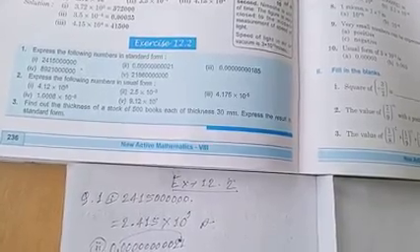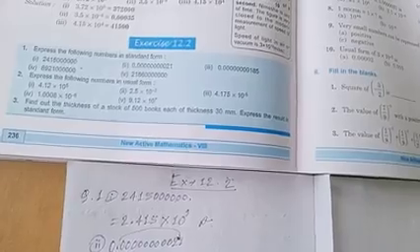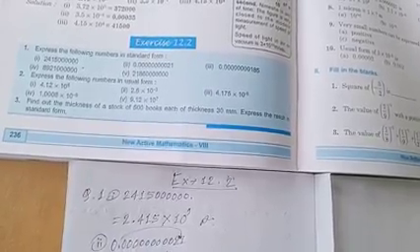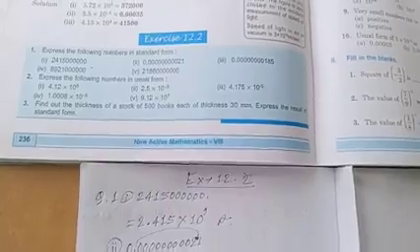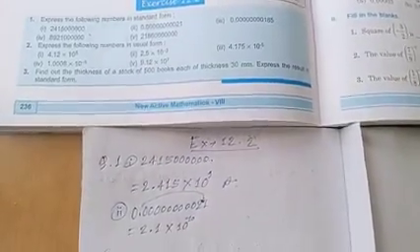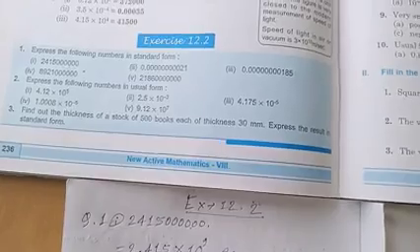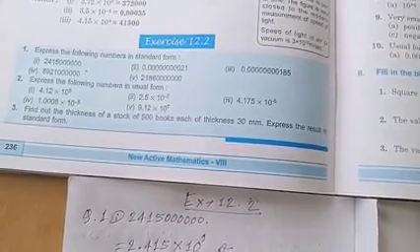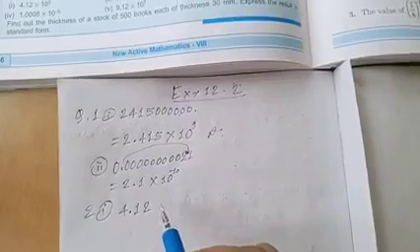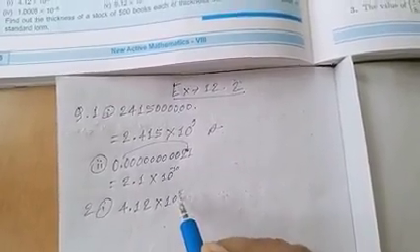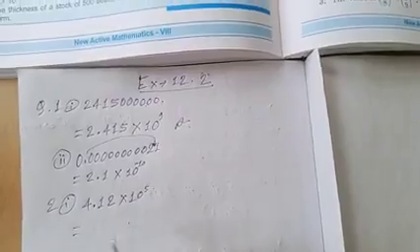Exercise 12.2, question number 2, we will now see the reverse question. Reverse question means that the numbers which are given in the standard form, we will now have to write in the usual form. Like you see in question number 2, part 1. What is the given number? You can see 4.12 multiplied by 10 raised to the power 5. So how to write this number in the usual form?